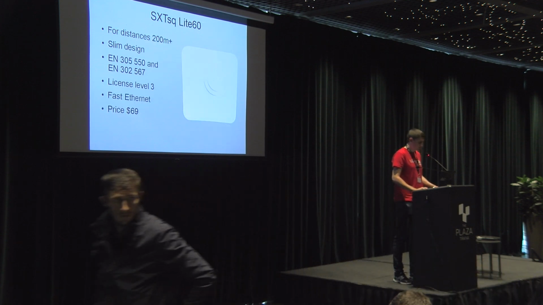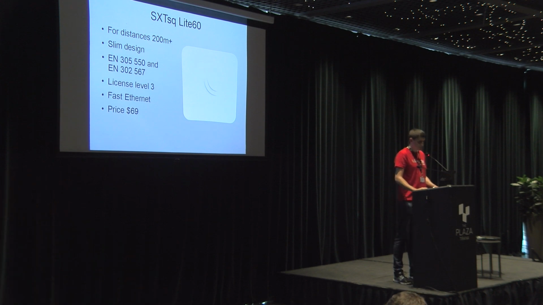Then we have a product, S60 Square Lite 60. This device, if you pair them, is used for distances up to 200 meters. It has a slim design. It's certified under ETSI, and it comes with license level 3.